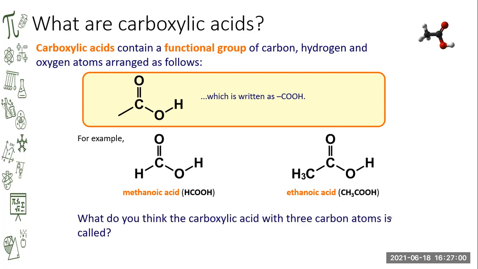So what do you think the carboxylic acid with 3 carbon atoms is called? It is called propanoic acid, which can also be written as CH3CH2COOH. If you get that correctly, you can give yourself an applause.